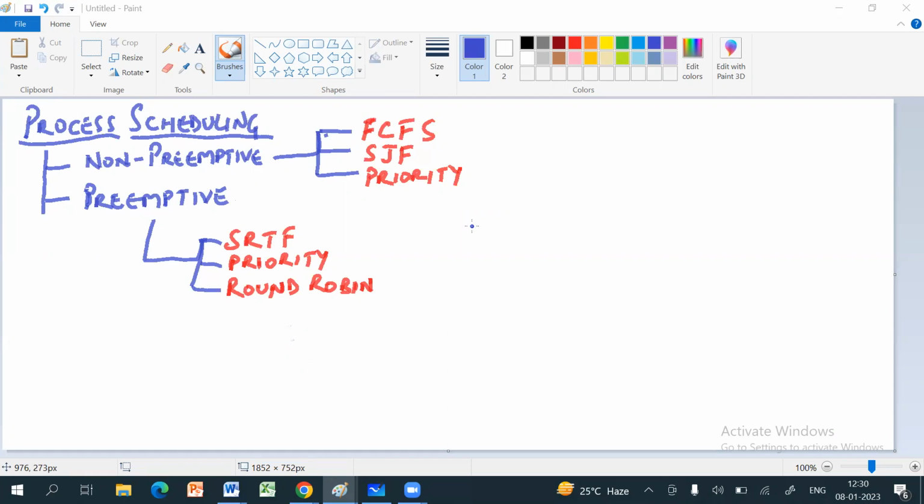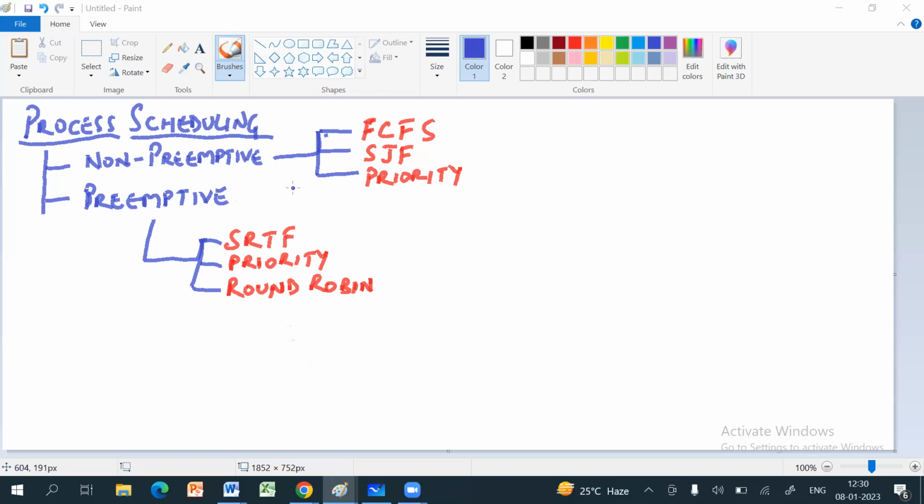When it comes to FCFS, we call it first come first serve, and SJF stands for shortest job first. Under preemptive you have SRTF, which is actually a preemptive version of SJF, so it is called shortest remaining time first. Then you have priority and round robin in preemptive as well. Round robin usually works with the help of a time quantum, which we'll be discussing in a little while. Now let's first try to understand the non-preemptive techniques.